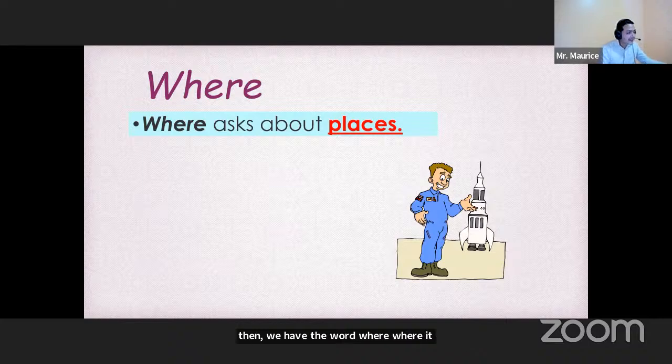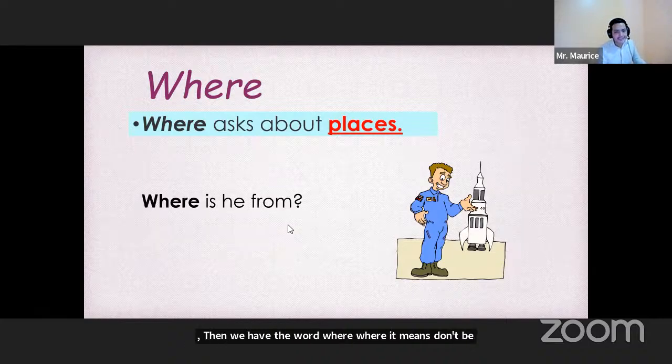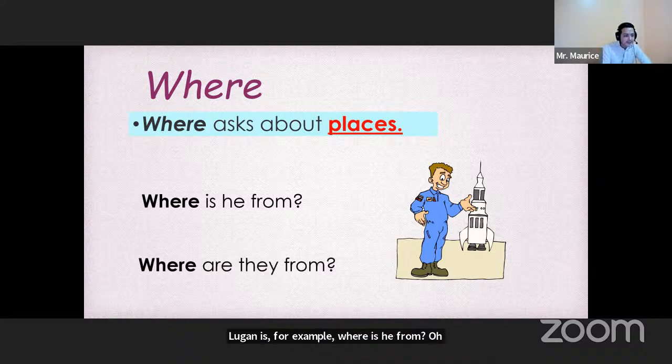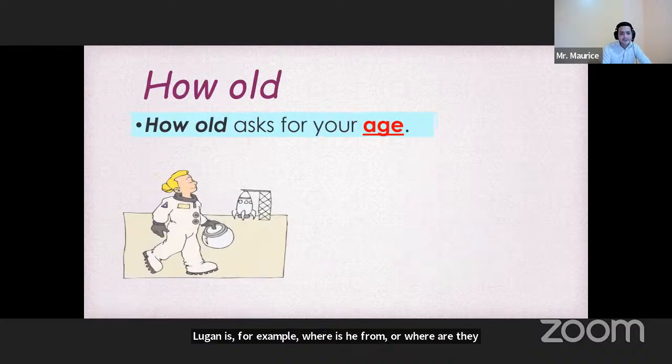Let's move on. Then we have the word where. Where means dónde, and asks about places, lugares. For example, where is he from? Or where are they from? You see?